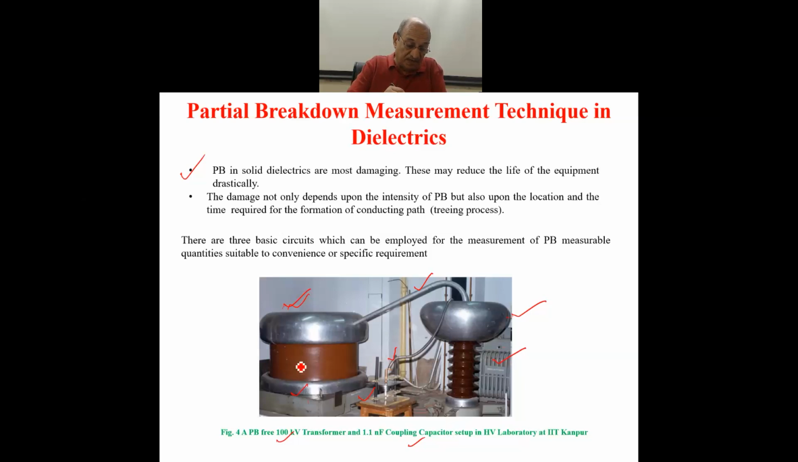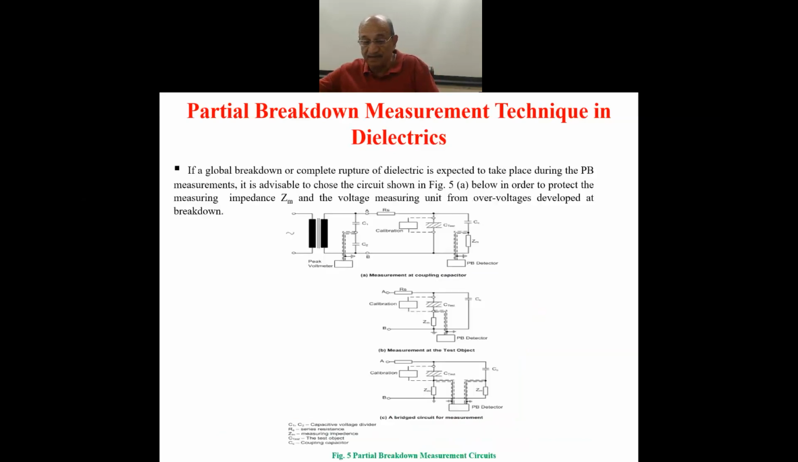The body of the transformer is fiberglass reinforced plastic to make this transformer partial breakdown free up to the rated voltage. And we have tested this 100 kV transformer is PB free up to 95 kV. So now we'll go to the circuitry.